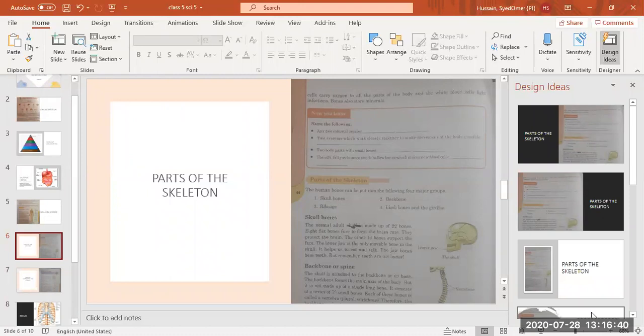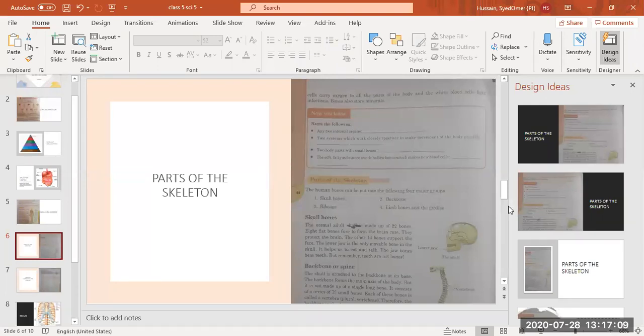Bones also store minerals. What do bones store? They also store minerals. So red blood cells carry oxygen. Do you know the function of red blood cells? They transport oxygen to every part of the body, and the white blood cells fight against diseases, against infection. And bones also store minerals. Minerals are also found in the bones.